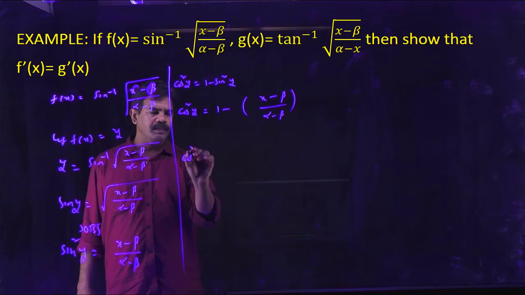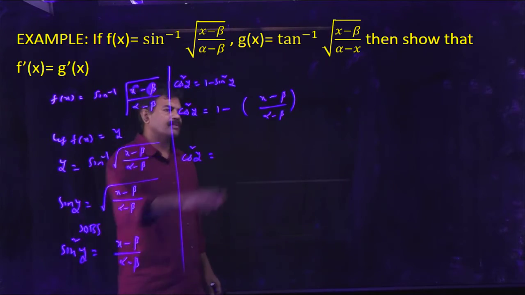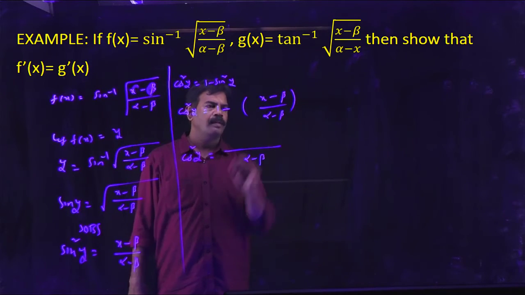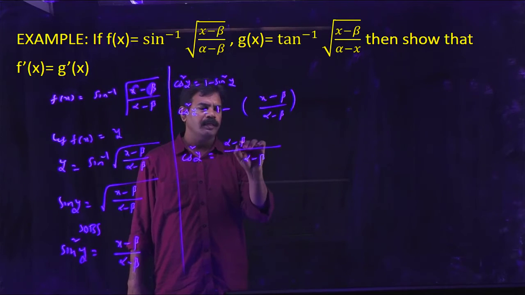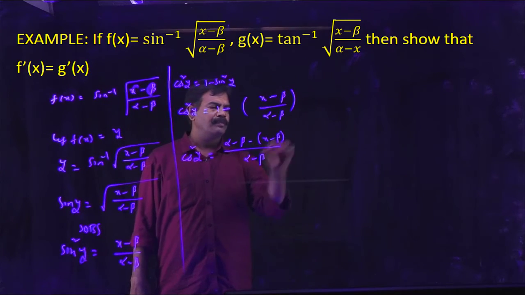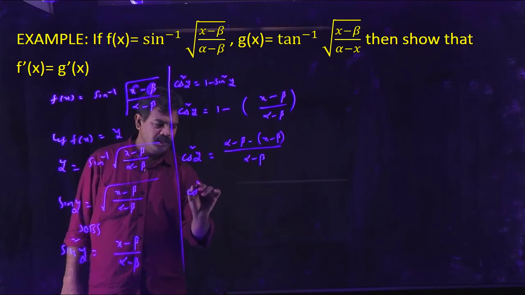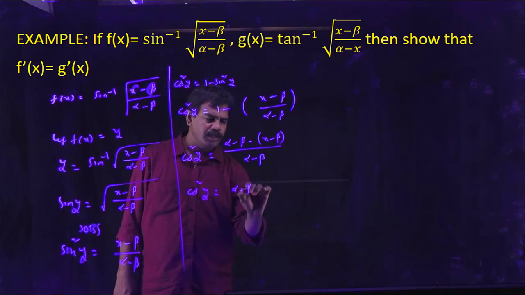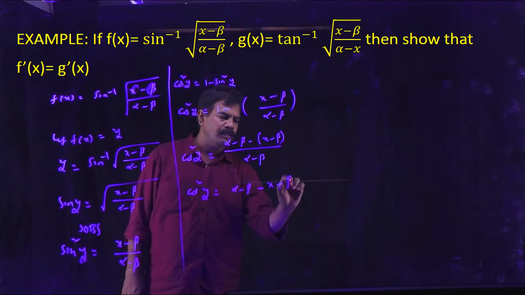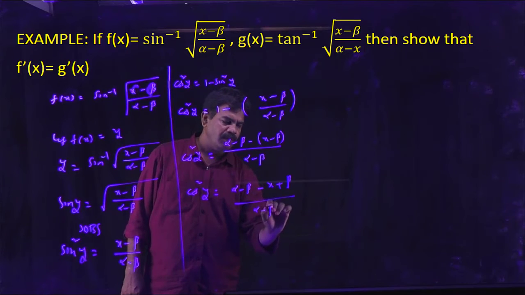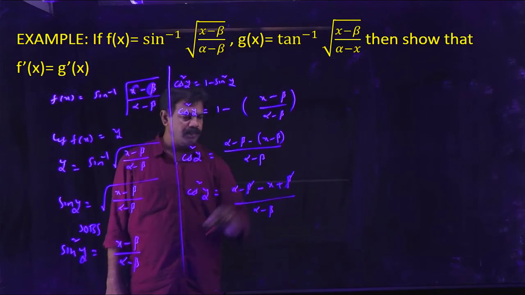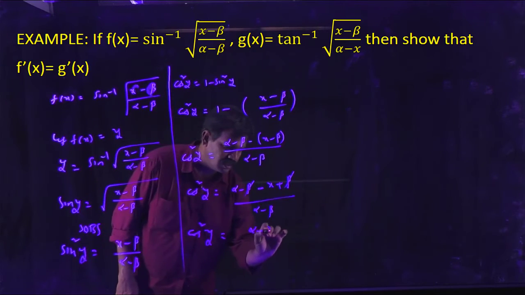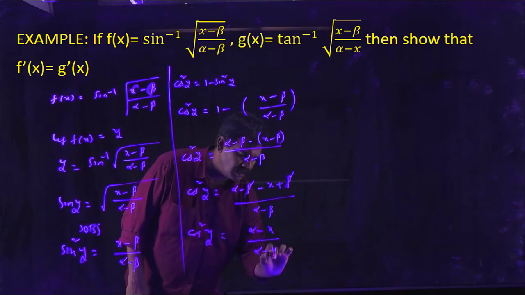Here we take the LCM, that is alpha minus beta. Alpha minus beta minus of x minus beta. Cos square y is equal to alpha minus beta minus x plus beta by alpha minus beta. Beta beta cancel. Cos square y is equal to alpha minus x by alpha minus beta.